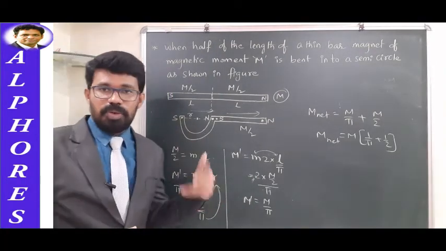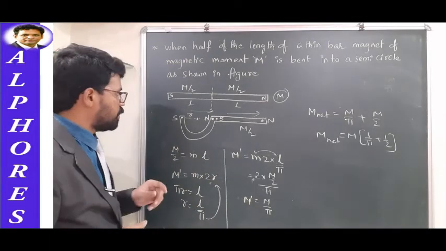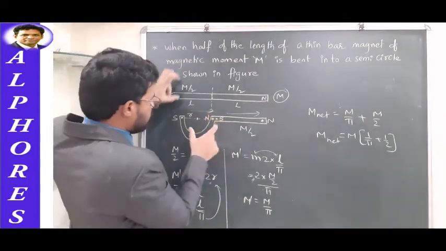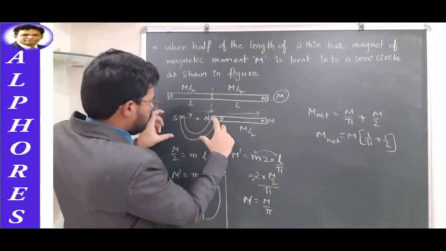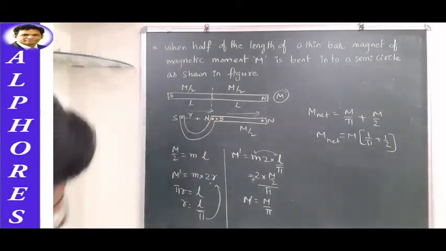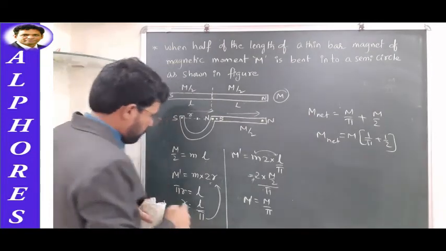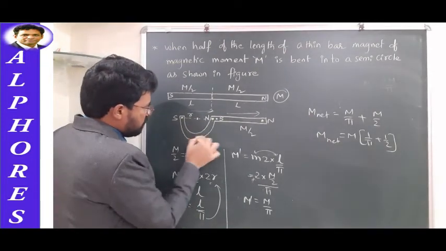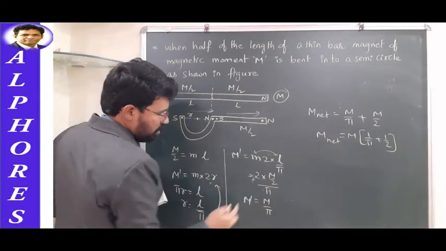And I'll choose one more possibility here, a similar kind of possibility. What I'm going to do is change the orientation of this semicircular part. It is here like this. Now I'll change the orientation. If the orientation is changed, what happens? Let us see. Remember the magnetic moment of this semicircular portion is equal to what? M by pi. Let us remember that.